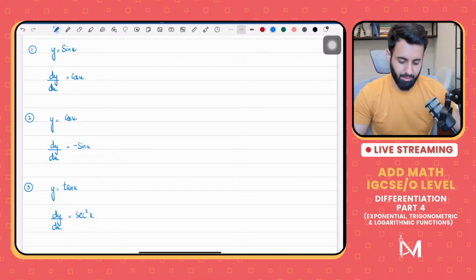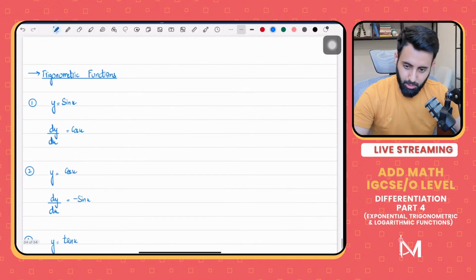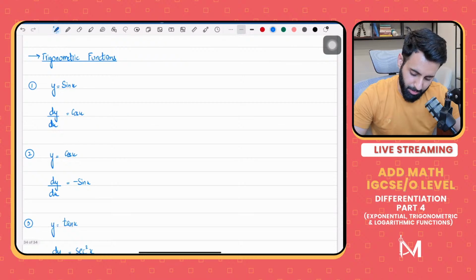ठीक है, ये आपने याद करना. There is no way out. There is no trick. There is no way out. This is something that you're supposed to memorize.